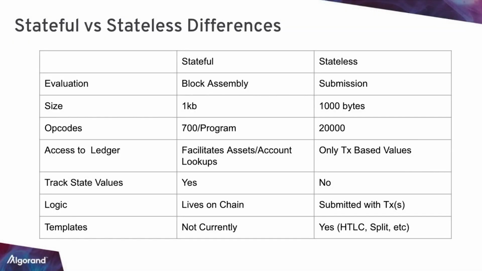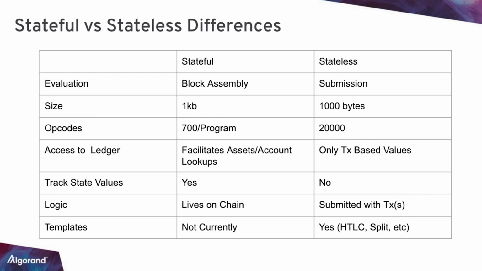Some of the key differences between the two is obviously when they're evaluated. When you're using a stateless contract, like I said, you supply the logic every time you submit a transaction that needs to use it. It's evaluated as soon as you submit it. The time constraints are not as stringent at that point, so you get a little bit more computing power available to that particular contract as well, and I'll explain that shortly too. But Stateful Contracts, they're living on the blockchain. They're actually evaluated at the minute the block assembly is occurring.